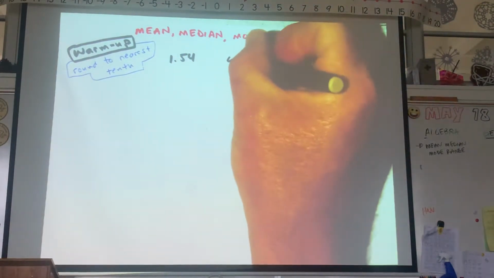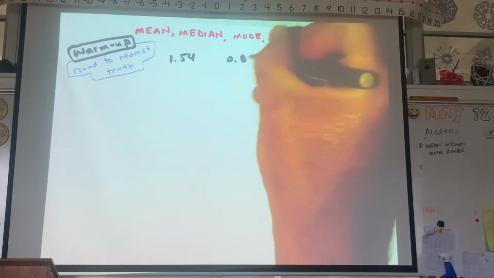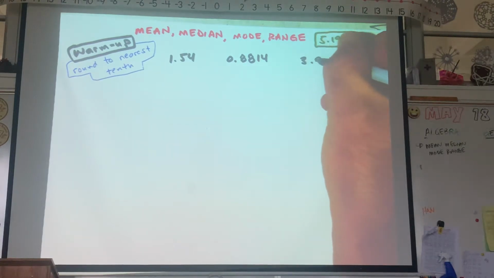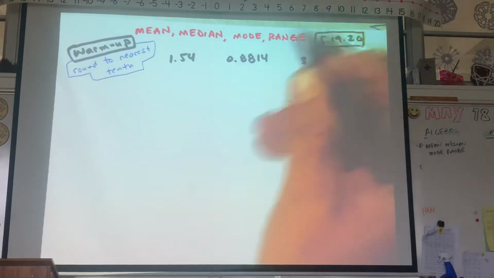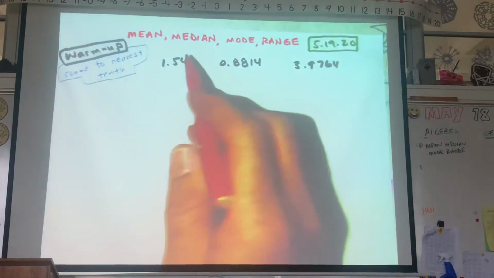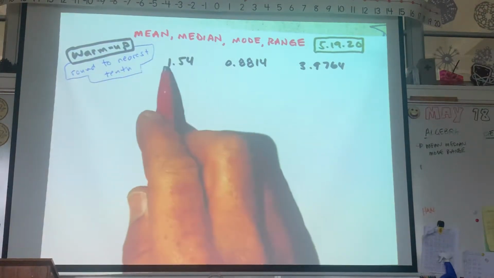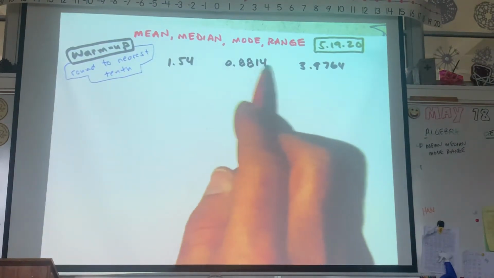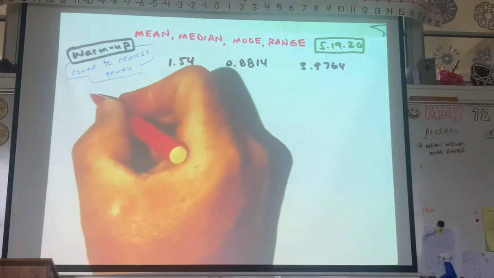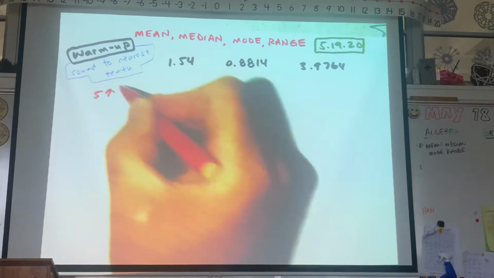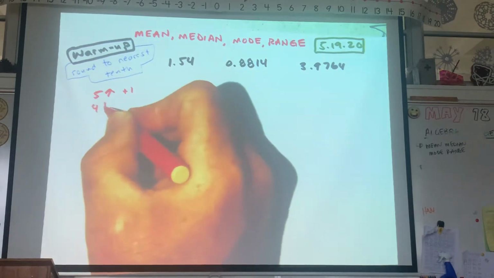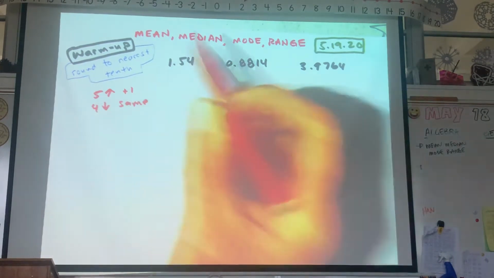1.54, 0.8814, 3.9764, and let's do a little rule box here. So these are my three things I'm going to round to the nearest tenth. If you remember, the rule on rounding is, for the spot you're rounding, you look to the right. If it's 5 or more, we're going to add 1. If it's 4 or below, it stays the same.